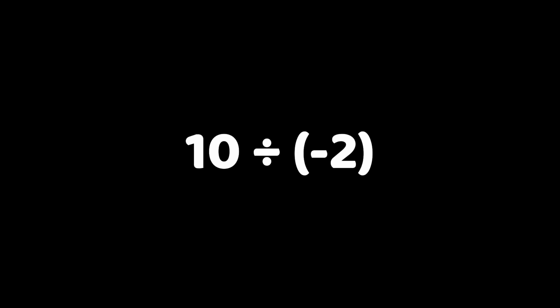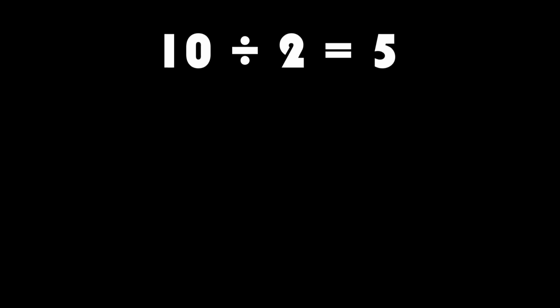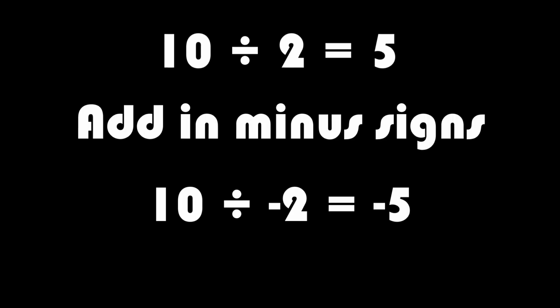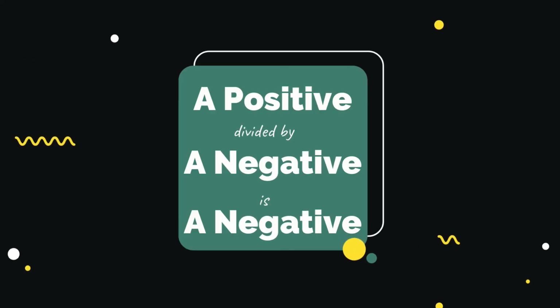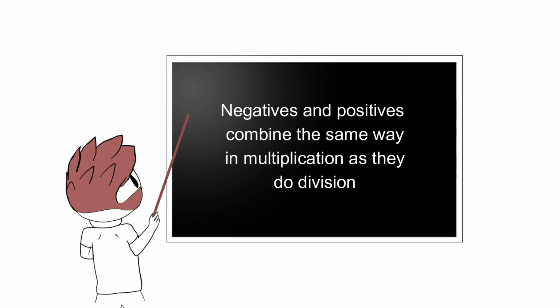How about 10 divided by negative 2? Well, we can think about 10 divided by 2, and then add in the negative afterwards like we did with multiplication. So 10 divided by 2 is 5. Then adding the negative back in, we get negative 5. So a positive divided by a negative is a negative as well. This follows from our idea of multiplication that a positive combined with a negative produces a negative.